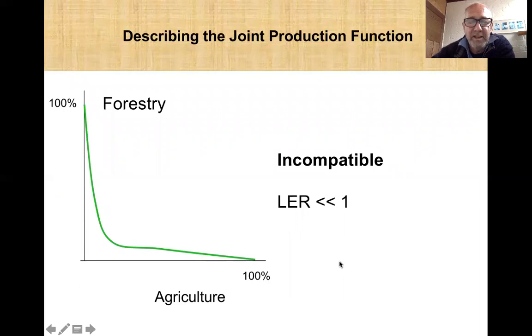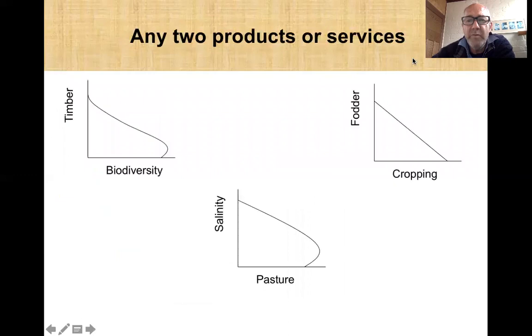There are some interesting cases where forestry and agriculture may be very, very incompatible, and these are worth identifying in some way. So wherever we produce two different products, fodder and cropping, pasture and getting salinity benefits in trees, biodiversity and timber from a forest, there is this notion of a production frontier, a combination of the two. Now, in your project, you might start exploring where are these potential gains and potential negatives? What's the sort of theoretical nature of the curve?